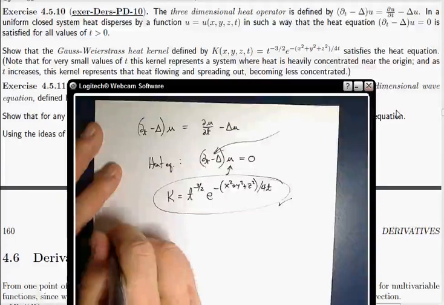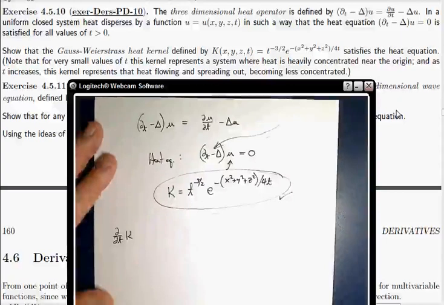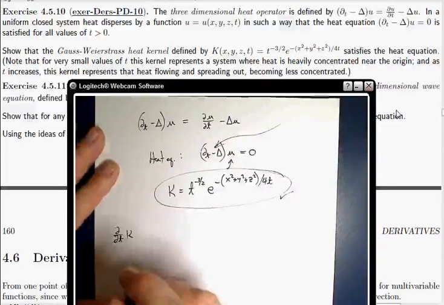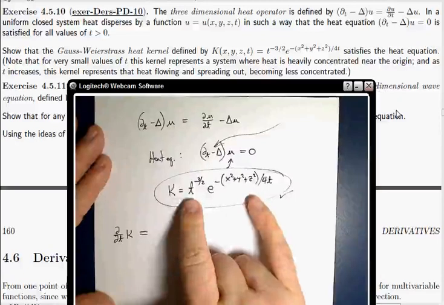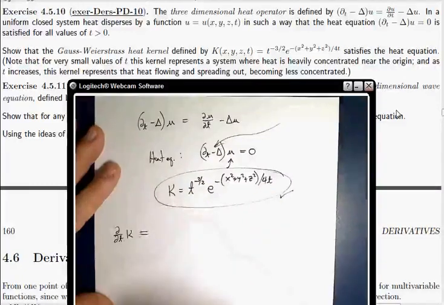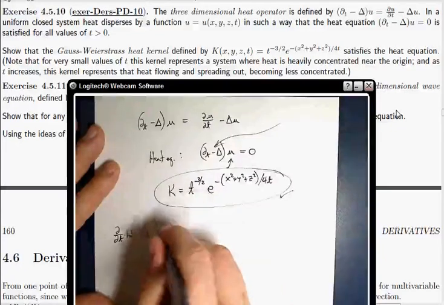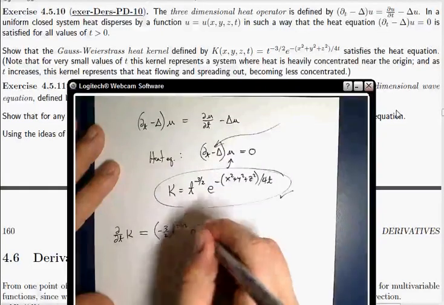We've got a bunch of stuff to compute. First I have to compute the partial of k with respect to t. It's just a bunch of algebra, but you've got to take the partial of this thing with respect to t. And what's annoying is that there's a factor of t here, and there's a t in there, so you've got to use the product rule. And all right, here we go. So first we take the derivative of this factor, and then multiply by this.